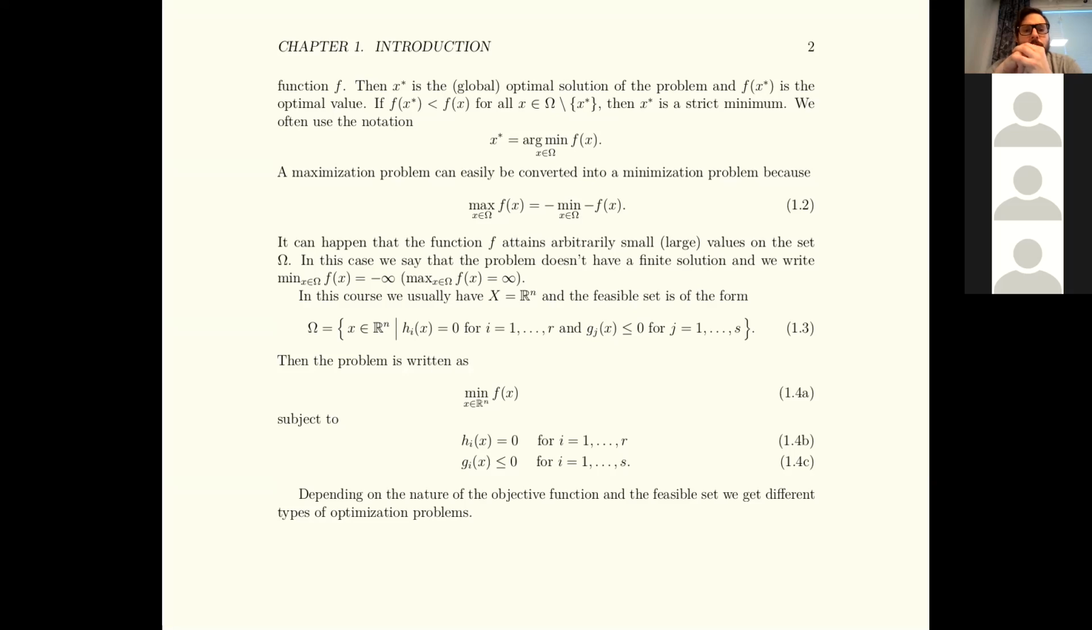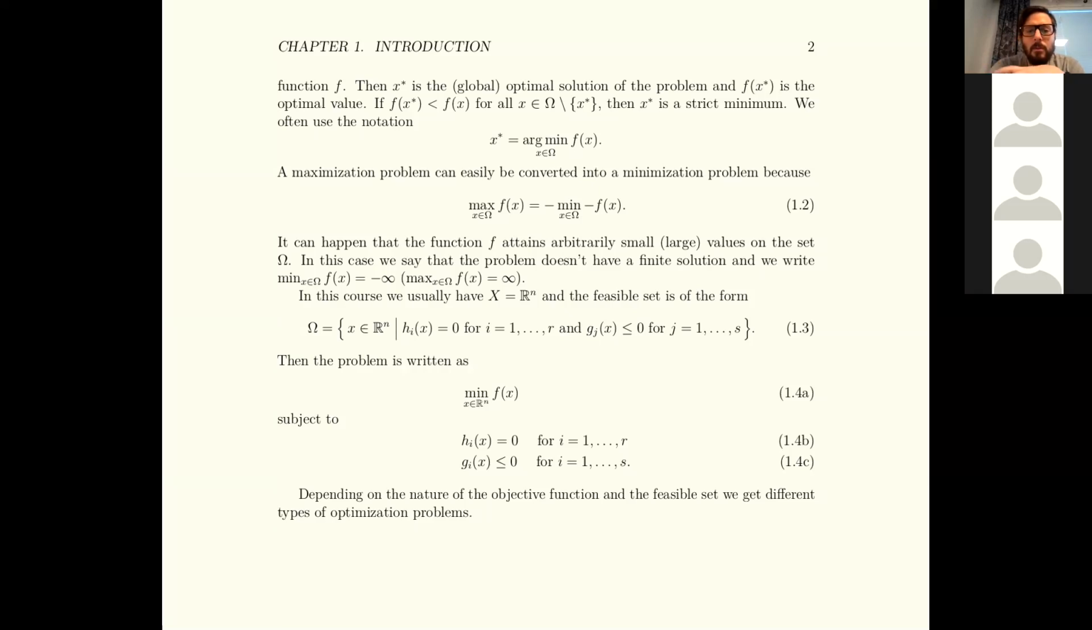Usually in this course, our feasible set is some vector space. So our space of possible solutions is some vector space, which is usually R to the n, so n-dimensional vectors. And then some subset thereof. And the subset is often given by use of some functions. So there will be constraints. So you have vectors for which some h of x is 0, and then some g of x is smaller than or equal to 0.